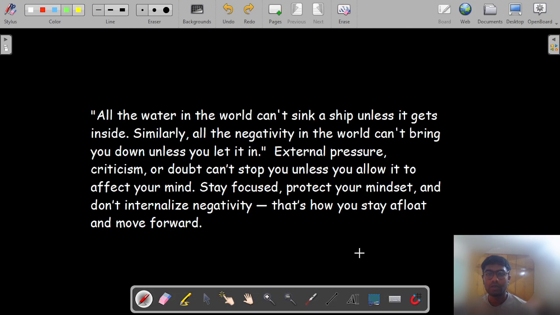All the water in the world cannot sink a ship unless it gets inside. Similarly, all the negativity in the world cannot bring you down unless you let it in. External pressure, criticism, all the doubt cannot stop us unless we are affected by the surrounding thoughts. Stay focused, protect your mindset, and do not take any negativity from outside. That's how you stay afloat and move forward.